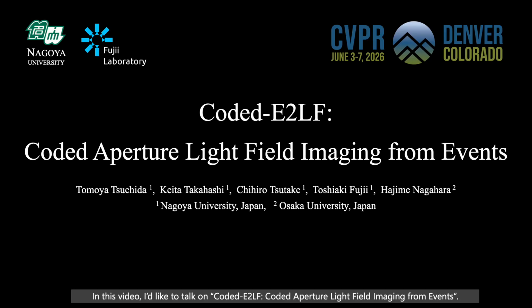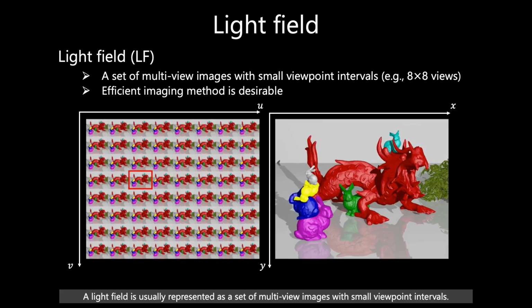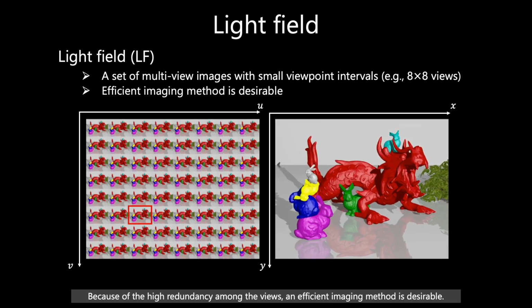In this video, I'd like to talk on Coded-E2LF, Coded Aperture Light Field Imaging from Events. I first mention what is a light field. A light field is usually represented as a set of multi-view images with small viewpoint intervals. Because of the high redundancy among the views, an efficient imaging method is desirable.